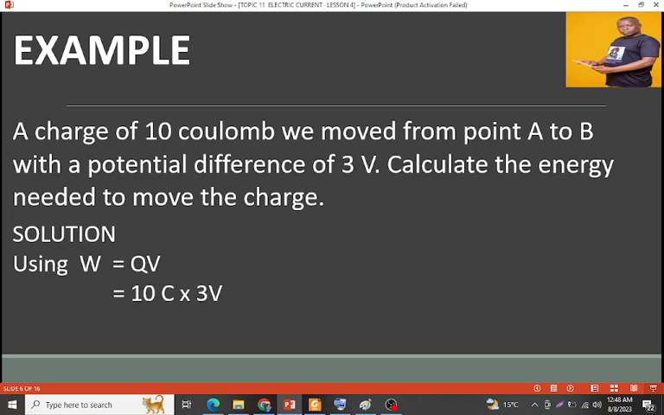So all we do is to substitute. We know the number of coulombs is 10, and the voltage or potential difference is 3 volts. So multiply through, it will give us 30 joules. 10 times 3 is 30 joules. Since we are talking about work done, don't forget that work done is in joules.